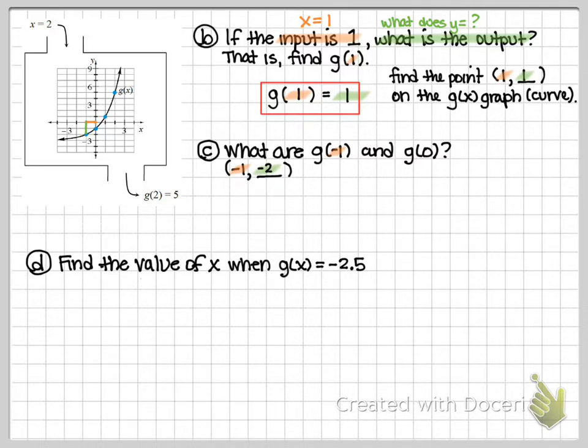But that's not my answer. I have to write it in function notation. So g of -1 equals -2. Remember, inside the parenthesis is the x. After the equal sign, that is the y. That is one of the answers. It's basically just a fancy way to say a point. That's it. That's really all it is. It's just a fancy way.